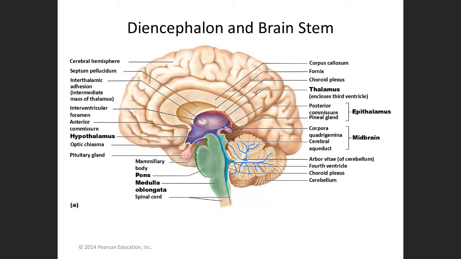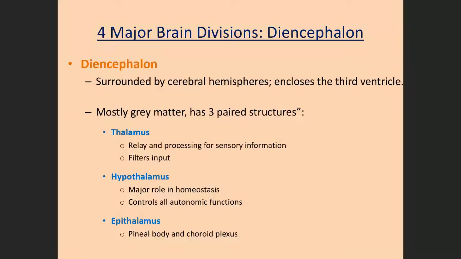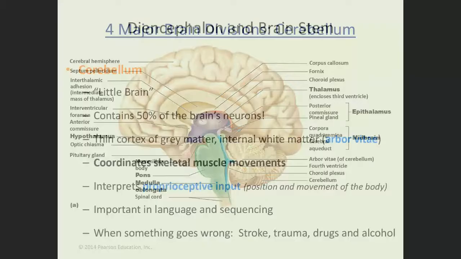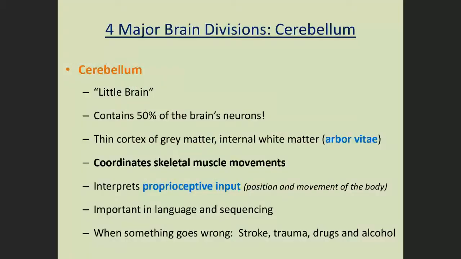It's very, very beautiful. So the white matter of your cerebellum is the tree of life, Arbor Vitae. As we talked about, the cerebellum is in charge of coordinating skeletal muscle movements, and it's the area that's going to be affected when you consume too much alcohol, with many types of drugs, trauma, or stroke can cause damage there. It's going to be important for language and sequencing as well.